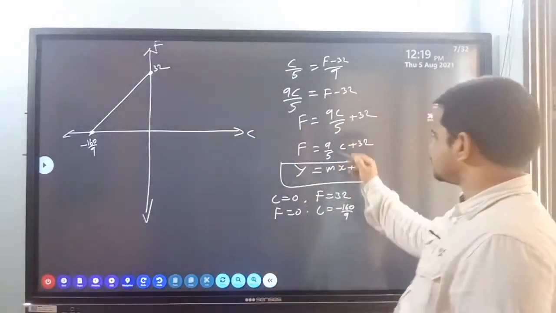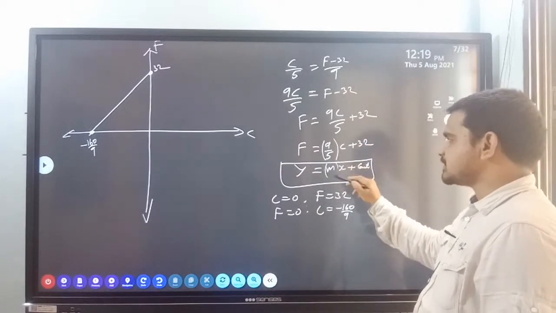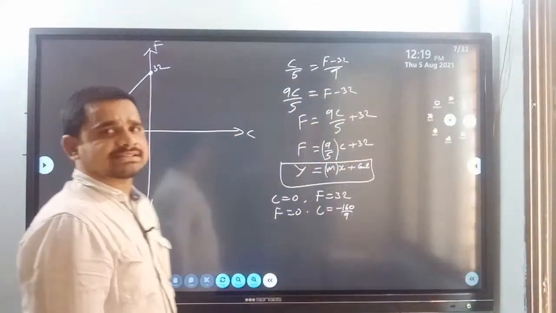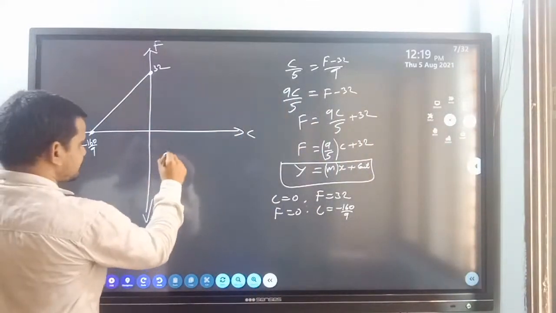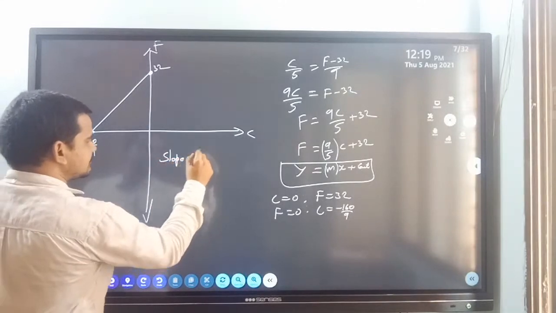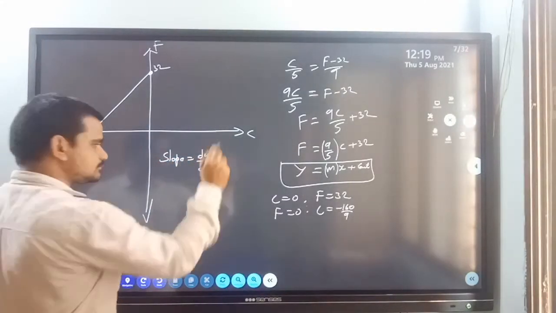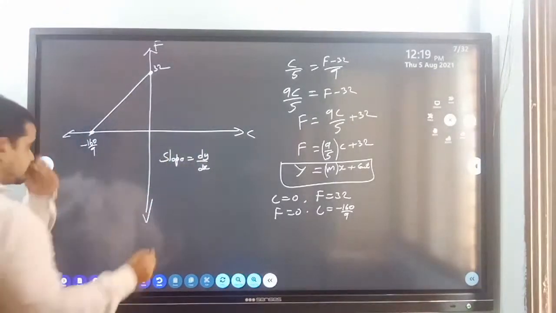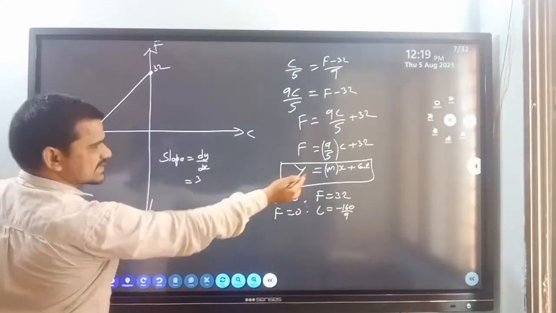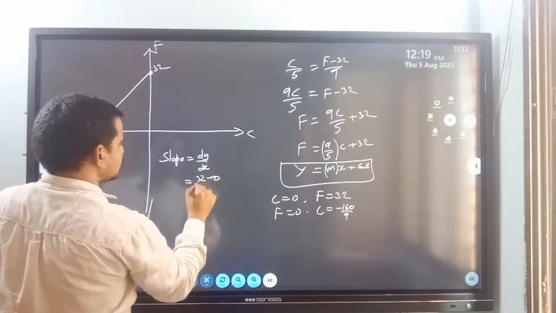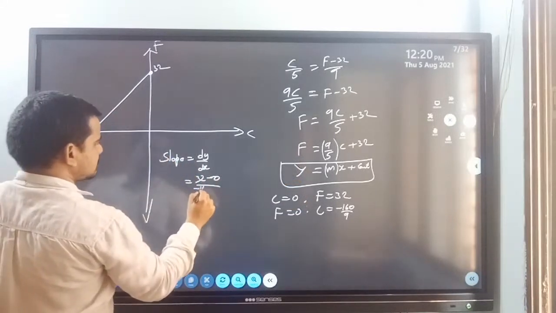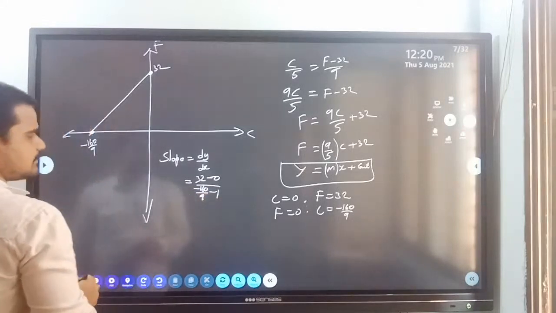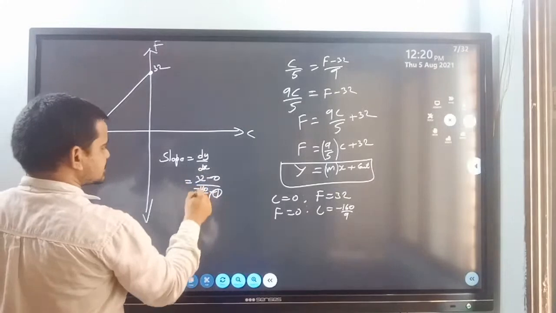Just compare here. M is the slope. Do you know how to find the slope? Slope is dy by dx, that is y2 minus y1 by x2 minus x1. y2 is 32, and x2 minus x1 is 0 minus minus 160 by 9. Calculate this and you will get the answer.